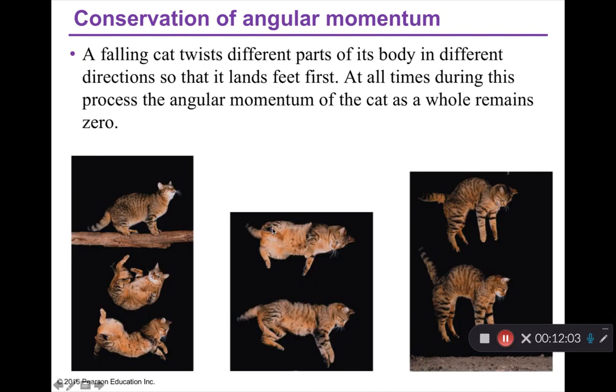That's also what cats use so that they always land on their feet. Angular momentum must be conserved, so they have to twist different parts of their bodies at different times in order to preserve angular momentum and rotate around.